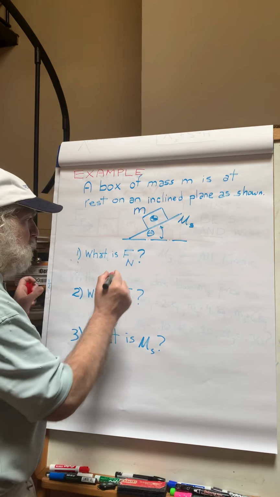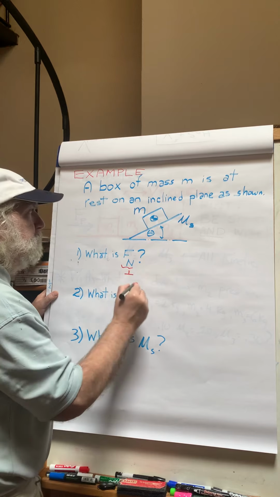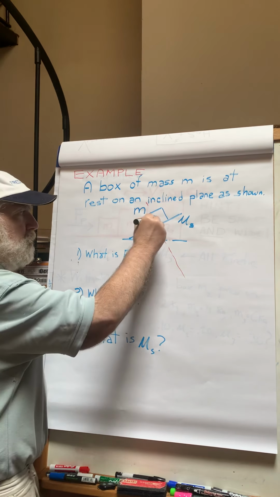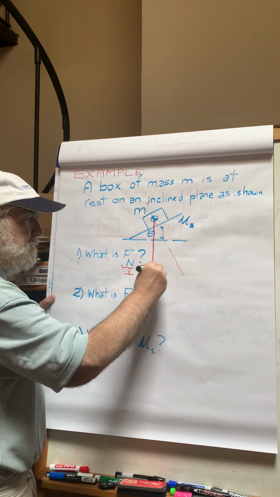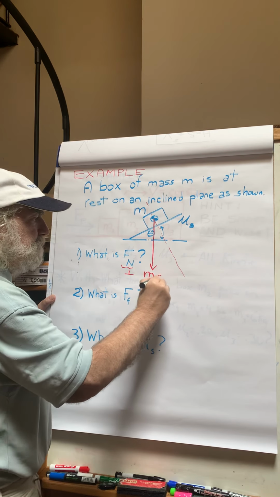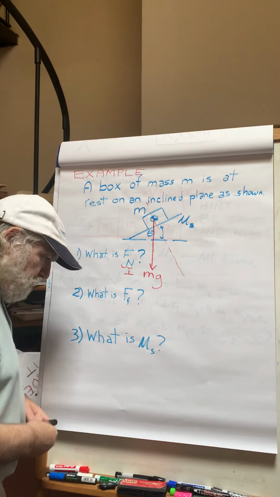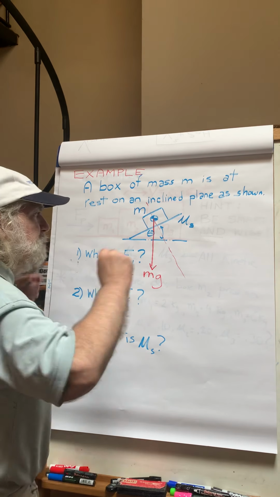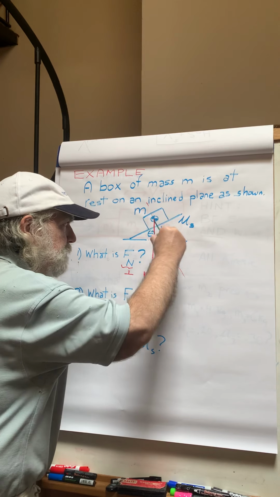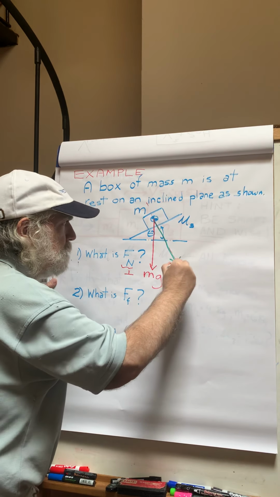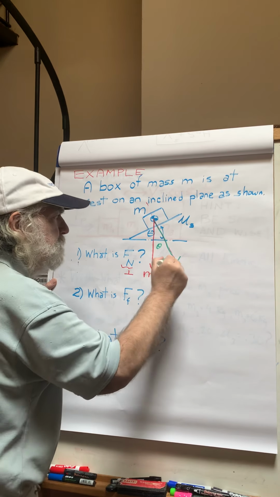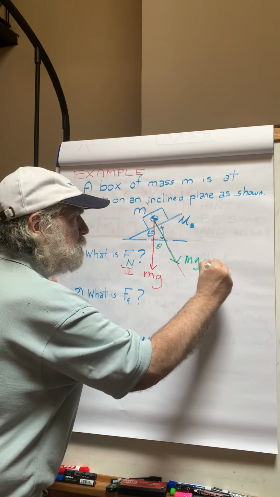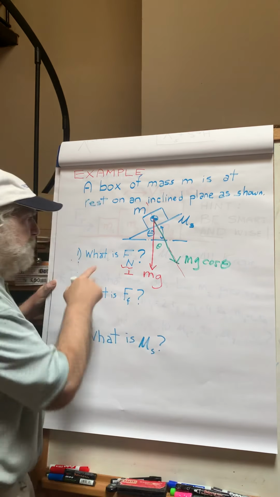Well, normal force means perpendicular, so that would be this force. The downward force to the center of the Earth is mg, and so the normal force we get with application of a little bit of trigonometry. Theta's in here, and we get mg cosine theta. That's the normal force.